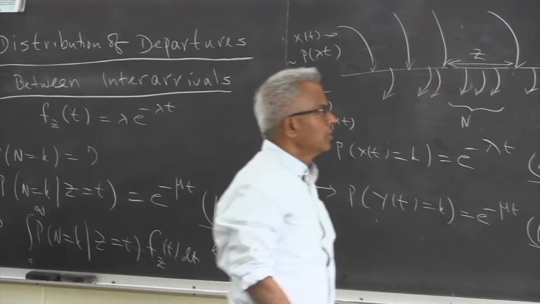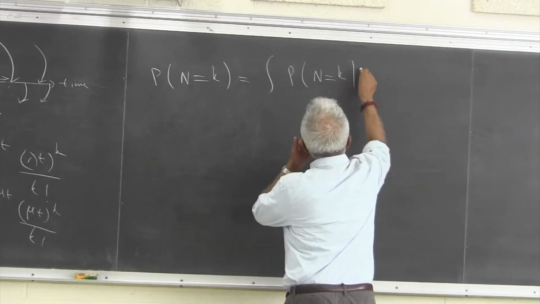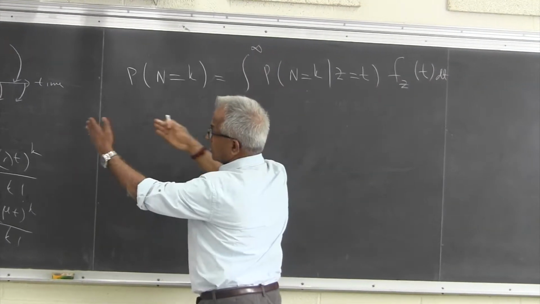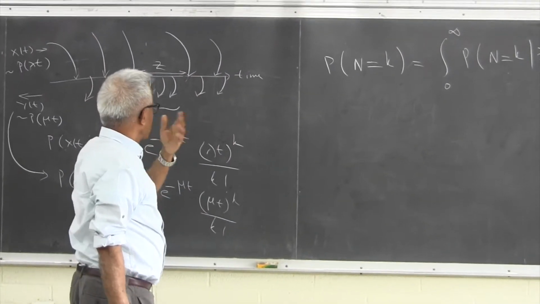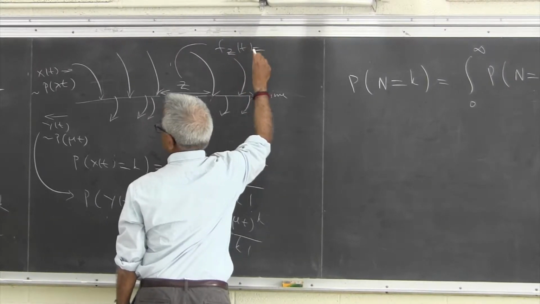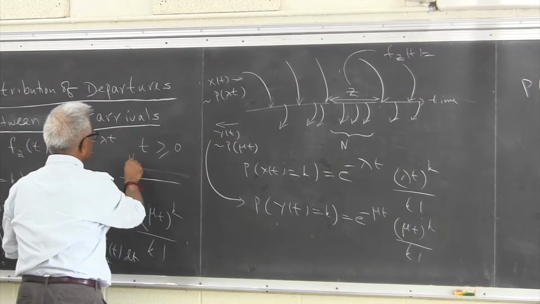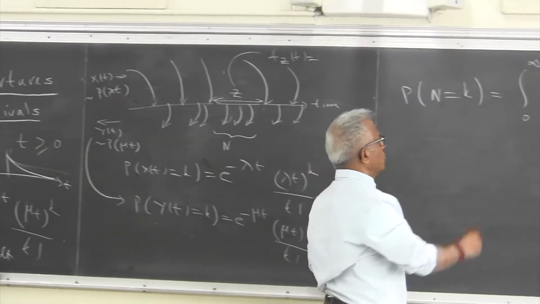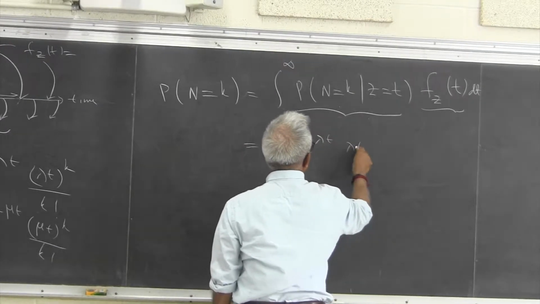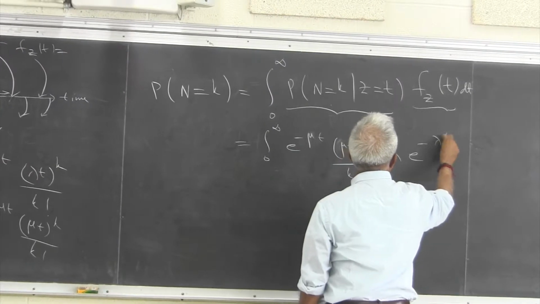So let me pick this up here. What we are looking for, the probability of N equal to k, is the integral of the probability of N equal to k given Z equal to t, multiplied by the density of Z, with t from 0 through infinity, because this inter-arrival duration is exponential with parameter lambda. It could be anywhere from 0 through infinity. Now if I substitute these two expressions, we can simplify this. So this is the integral from 0 to infinity of e raised to minus mu t, times mu t to the power k over k factorial, times lambda e raised to minus lambda t, dt.